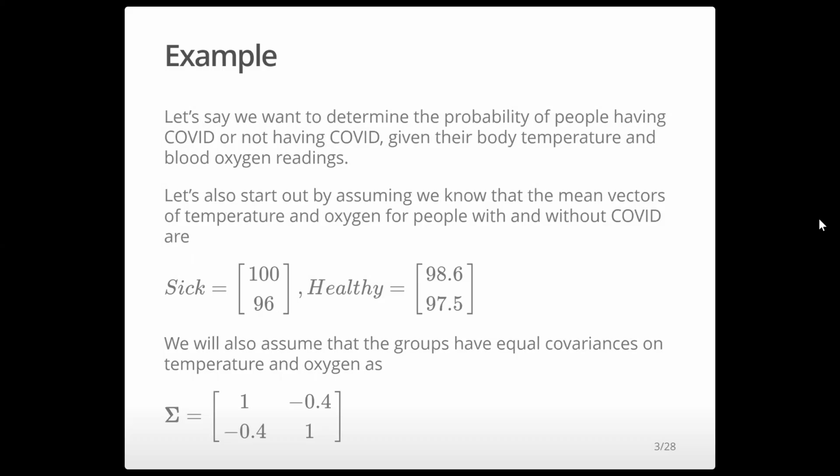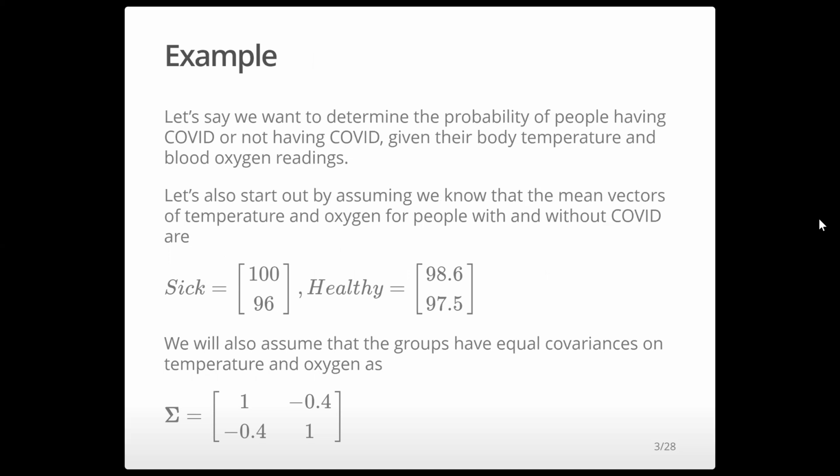So in this example, we're going to use the diagnostic example that I'm sure is still fresh in everyone's mind. We're going to determine the probability of people having COVID or not having COVID given some variables about them. In this case, we're going to look at their body temperature and blood oxygen readings.